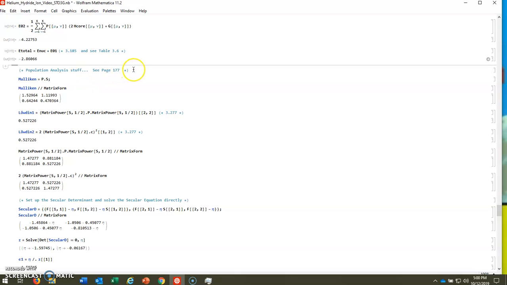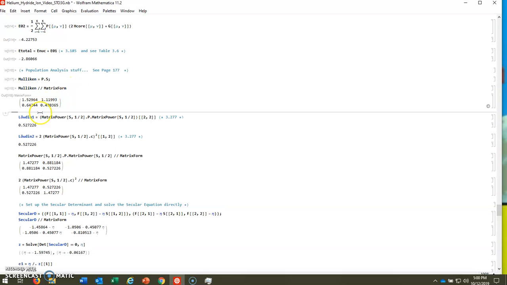Okay, here's population analysis stuff. See page 177. I don't have a real deep understanding of what this means, but the formulas are easy to use. So there's something called a Mulliken population analysis and a Löwdin population analysis. So the values should agree with those given in the textbook. They do. They give an interpretation of them, what they mean in there. I was just interested in replicating the values.